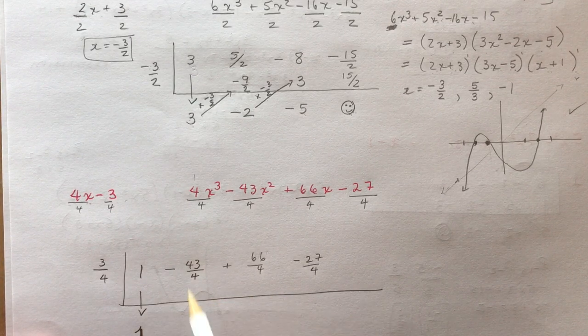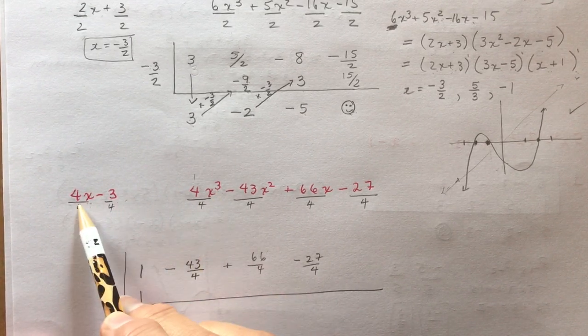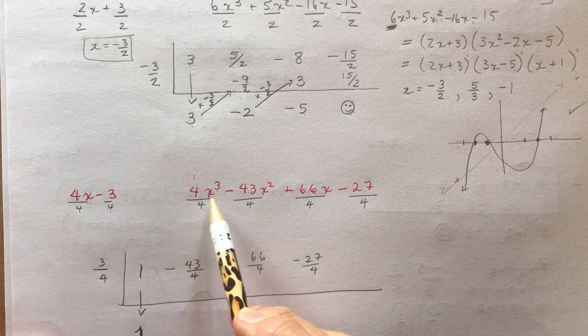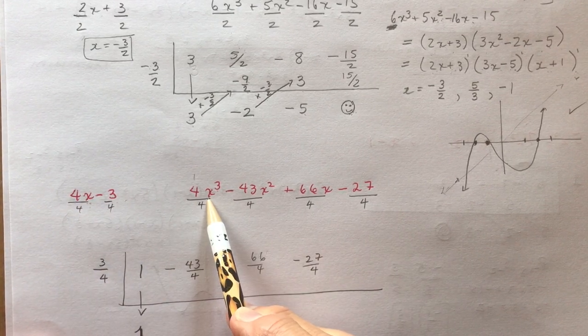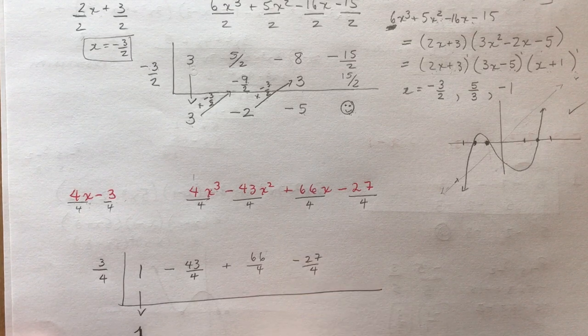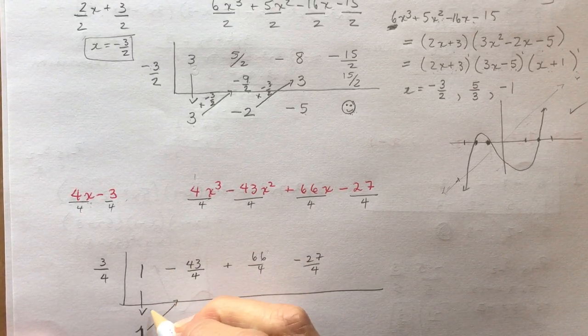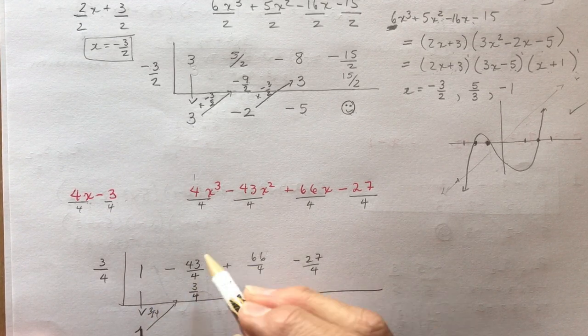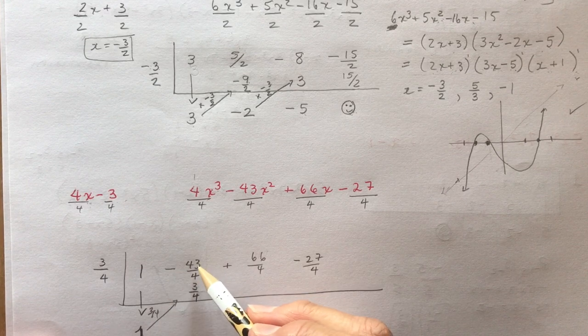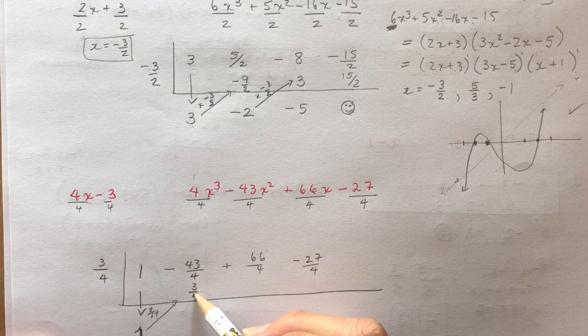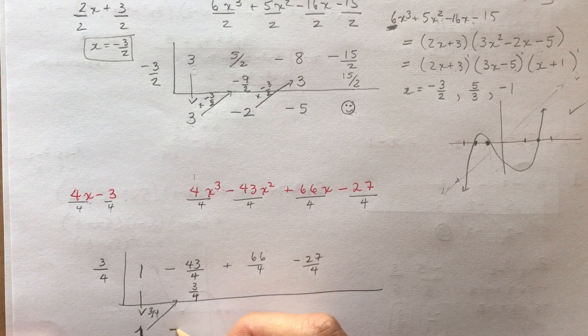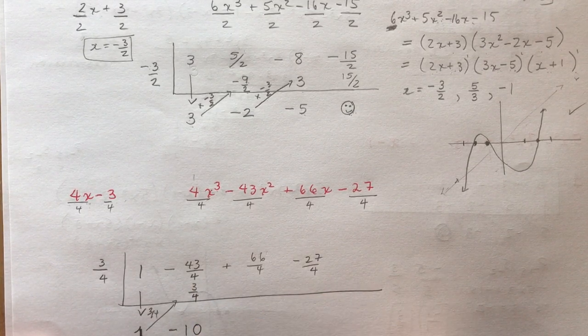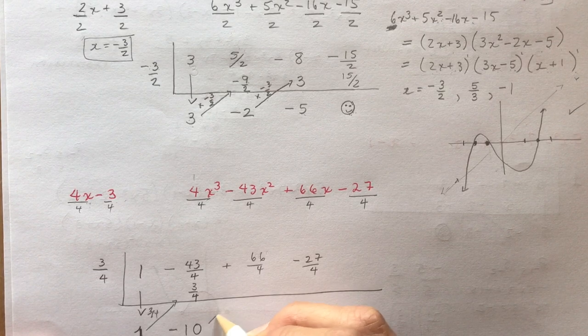Okay, so that means if you thought about the long division, if I said how many times does 4x go into 4x cubed, you'd say x squared, right? 1x squared. So it's right. And now I'm going to multiply by 3/4. So I get 3/4 and I add them up. So minus 43/4 plus 3/4 is minus 40 over 4. That's minus 10, right? Can you do that in your head? You should be able to.